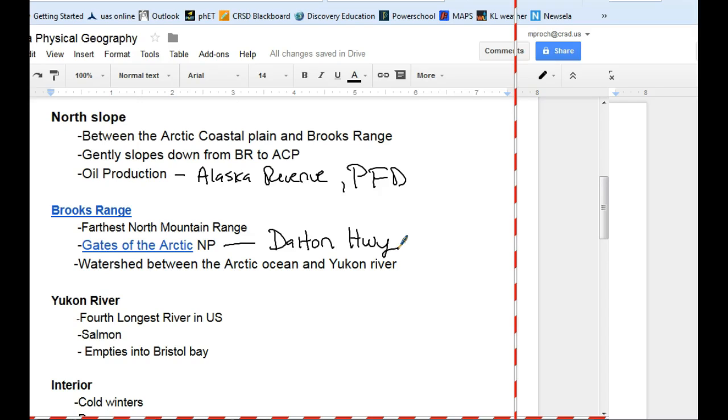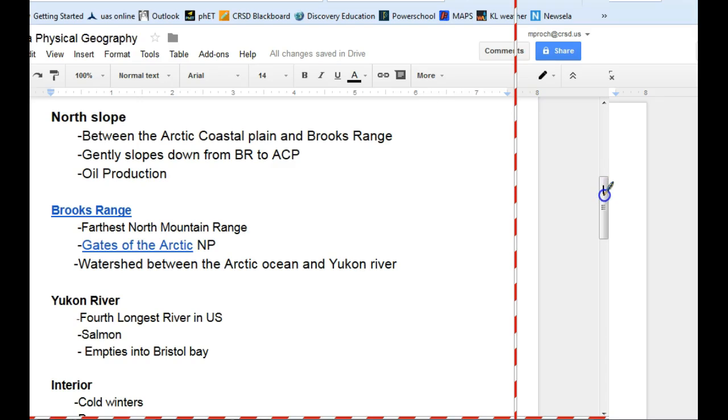But also an important feature of the Brooks Range is it divides. It's a watershed that divides the Arctic Ocean waters from the Yukon River waters. So, you know, on one side of those mountains, all the water is flowing to the Arctic Ocean. On the other side, it's all flowing to the Yukon River. Okay, so let's erase that. Keep going.